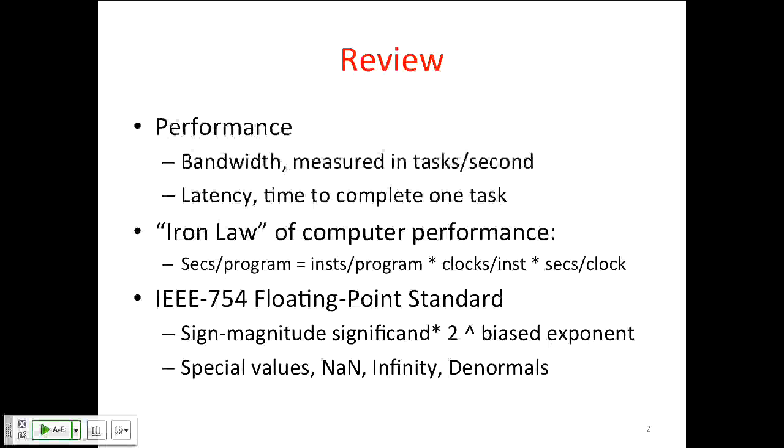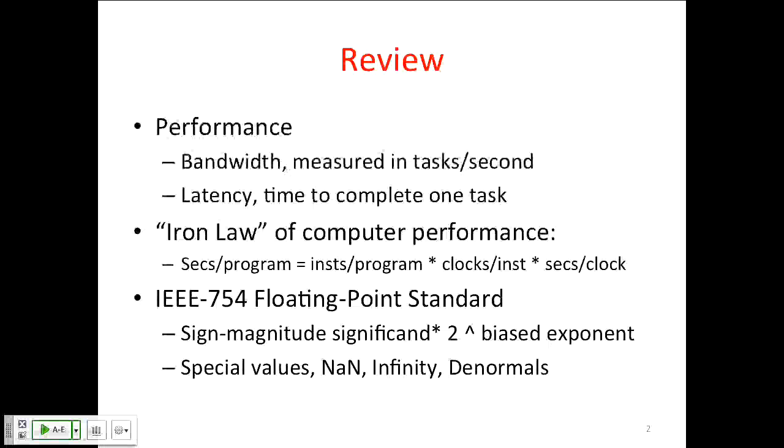We also, in the second half of the last lecture, went over the IEEE floating point standard, which has become the standard way that all machines represent real numbers, approximations of real numbers, today. So you should be familiar with the representation format. It has a sign and magnitude-based mantissa and a biased exponent put together to get the real number. And also in this format, there are all these special values, the denormals, which are not normalized numbers, NaNs, and infinities. So all this you should be familiar with.